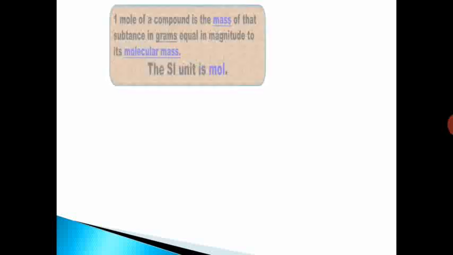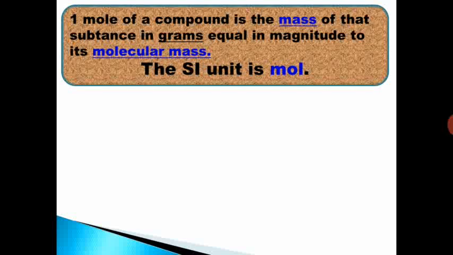So guys, from these examples you must have understood what is 1 mole of a substance, and let us frame the definition of 1 mole. So 1 mole of a compound is the mass of that substance in grams, equal in magnitude to its molecular mass. In short, we can say molecular mass in grams, and the SI unit is mole.